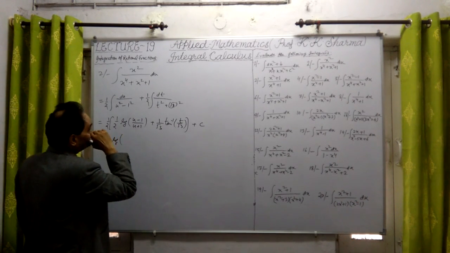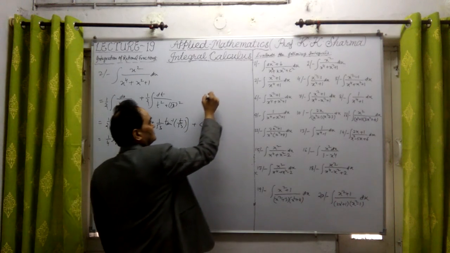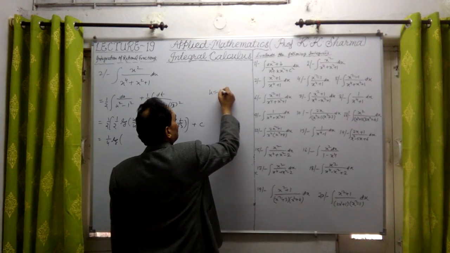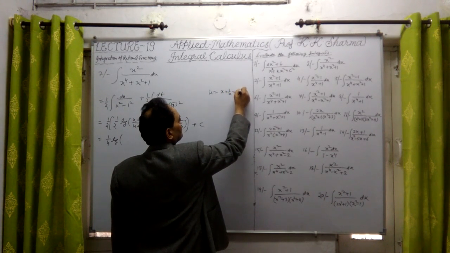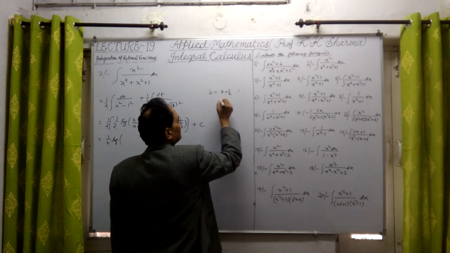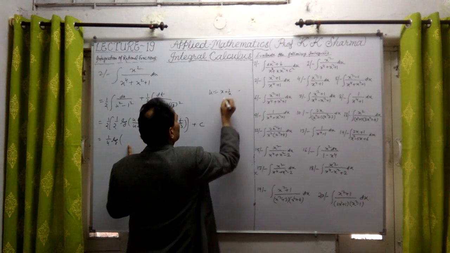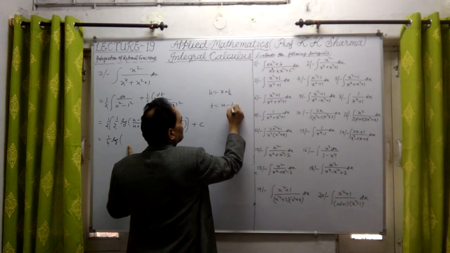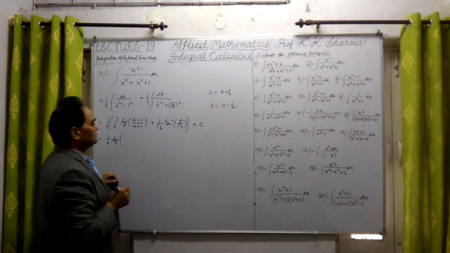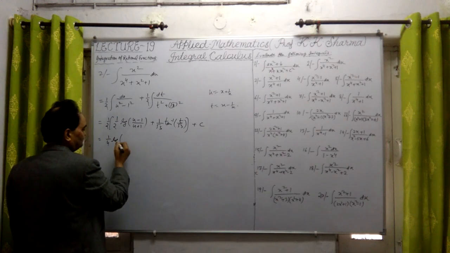Log of value of u was okay. Let u be x plus 1/x, so 1/x... equal to u. And t is equal to x minus 1/x. These two values we consider, so let me substitute them.